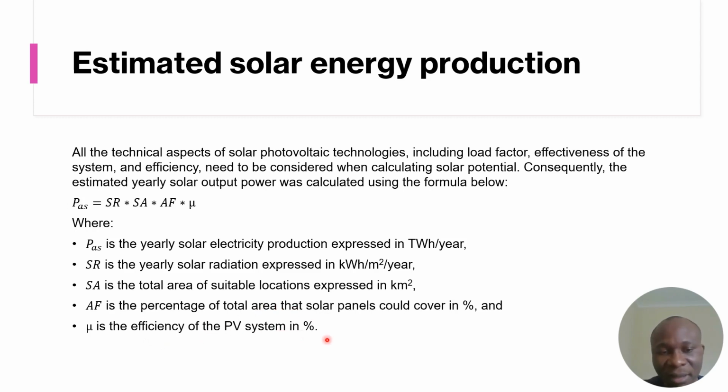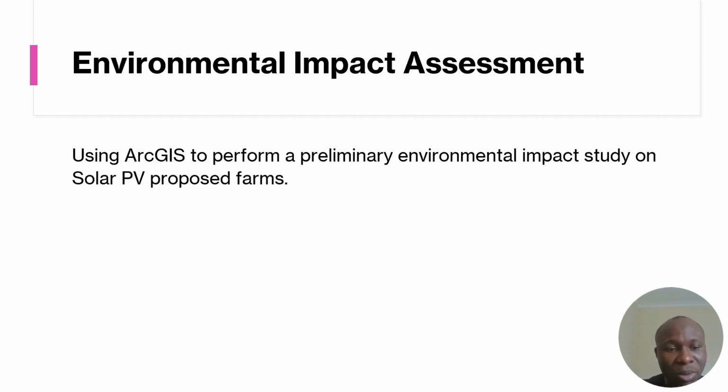And then the efficiency of the PV system, that is the technology that will be employed. The efficiency of the technology will also be used as part of the parameters for the calculation. And then finally we're going to do environmental impact assessment.